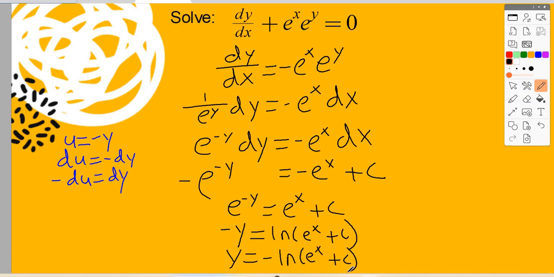Again, that would only be like if it specifically asked you to have it in terms of like y equals, or if it was like a multiple choice question and you're trying to get it to match. Otherwise, you're fine to leave it here.